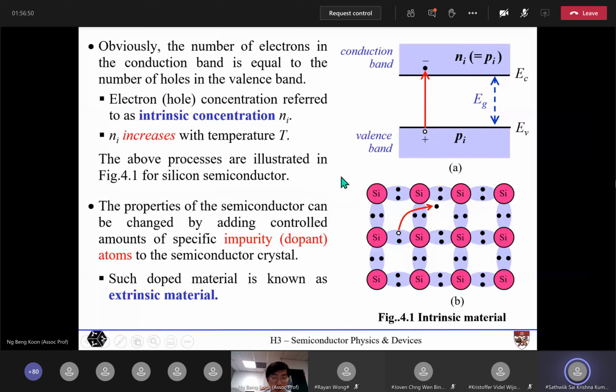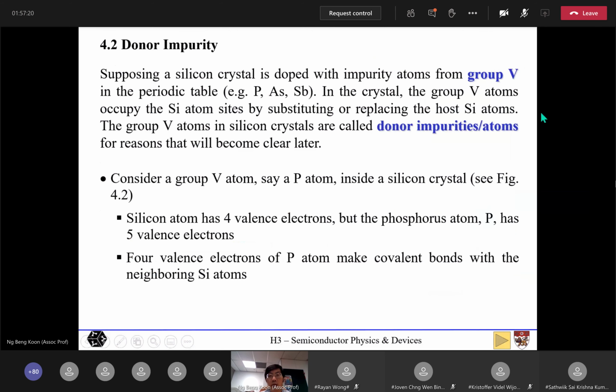So to control the number of these electrons and holes separately, without depending on temperature, we can do that by putting in impurity atoms. We're going to talk about how we can achieve that by putting in different types of impurity atoms. This kind of material that has impurity atoms added to vary the electron and hole concentration is called extrinsic semiconductor material. So they are not pure anymore.